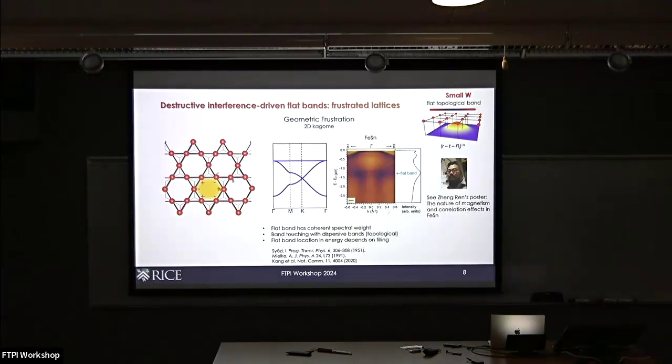We've also worked on various types of these Kagome materials, and I'm actually not going to talk about these, but my postdoc Zhengren here has a poster talking about our MBE-grown iron tin film measured with photoemission, where we can, for the first time, look into the nature of the magnetic order in these magnetic Kagome systems.